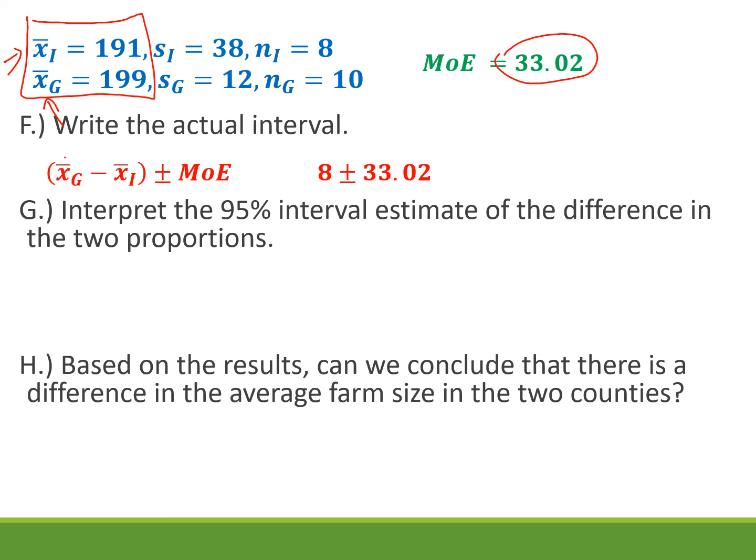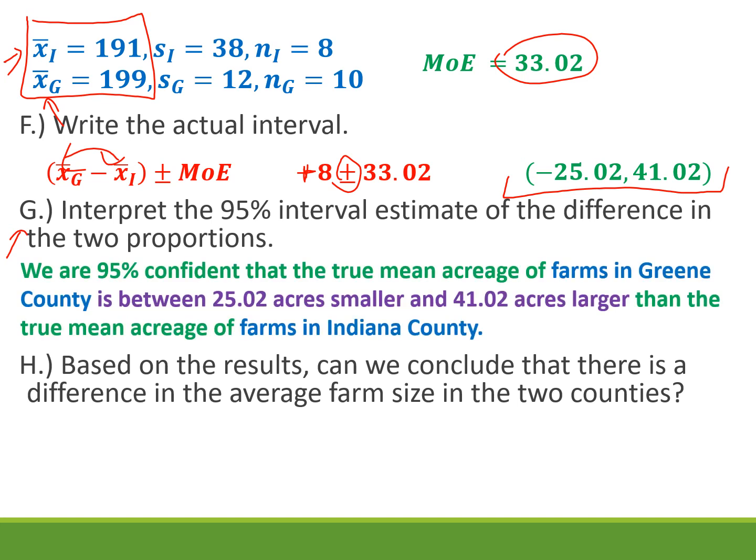Now, if we switched the order of these, this would become negative and it would change how we write our interpretation in the next section. But for the last step in part F, add and subtract 33.02 to 8 and we get our interval, -25 to +41. Part G, we want to interpret this. We are 95% confident that the true mean acreage of farms in Greene County is between 25.02 acres smaller and 41.02 acres larger than the true mean acreage of farms in Indiana County.